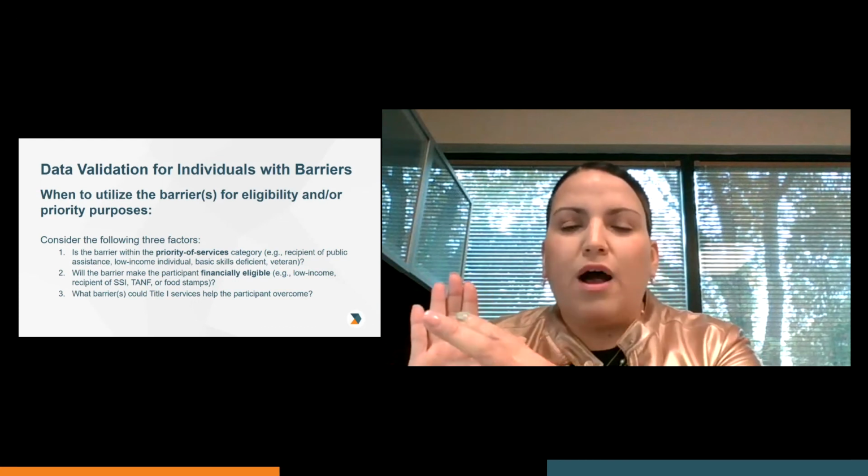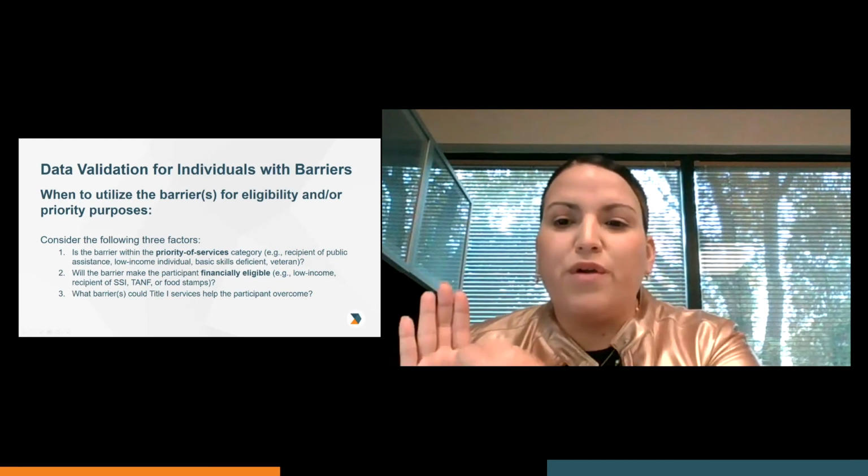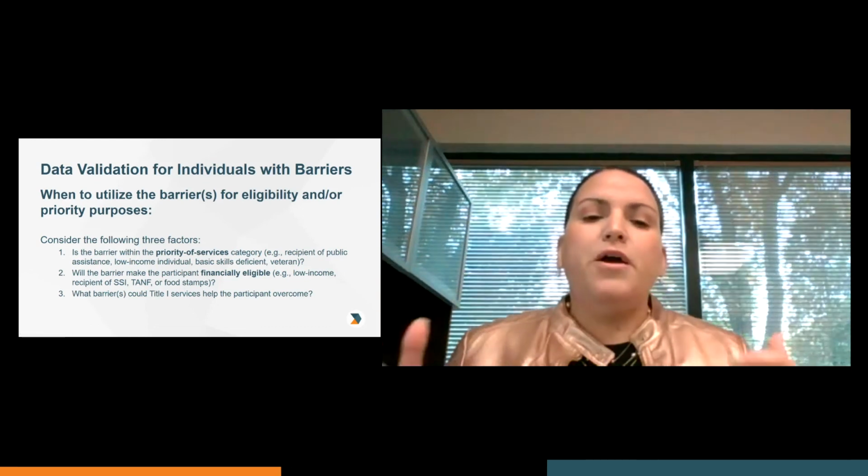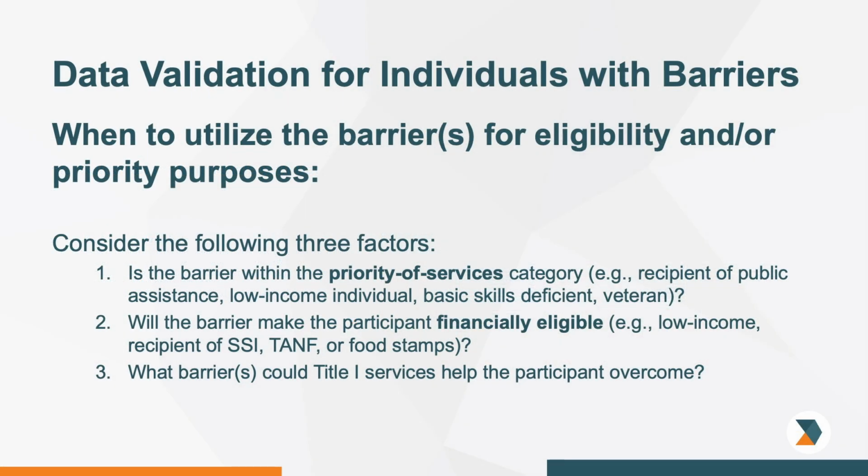Therefore, the process is a little bit different. You have to gather documentation in this instance. But in order to classify the barriers that you have in front of you, either for report only purposes or for eligibility and priority of service purposes, you need to ask yourself certain questions. So I am going to put the barriers in this bucket for eligibility and priority of service after I ask myself 3 main questions. First one, is a barrier within the priority of service category?